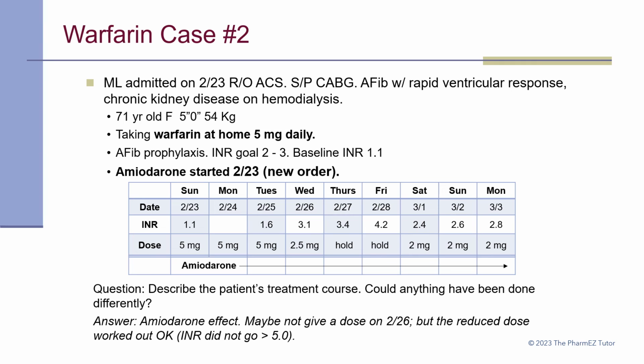This is a classic example of amiodarone's effect on warfarin. Possibly on February 26th, a 2.5 milligram dose was given with an INR jumping up to 3.1. Maybe the 2.5 milligrams should not have been given. However, in this patient, everything went okay with a reduced dose of 2.5 and warfarin placed on hold for 2 days. The INR did not go above 5.0.